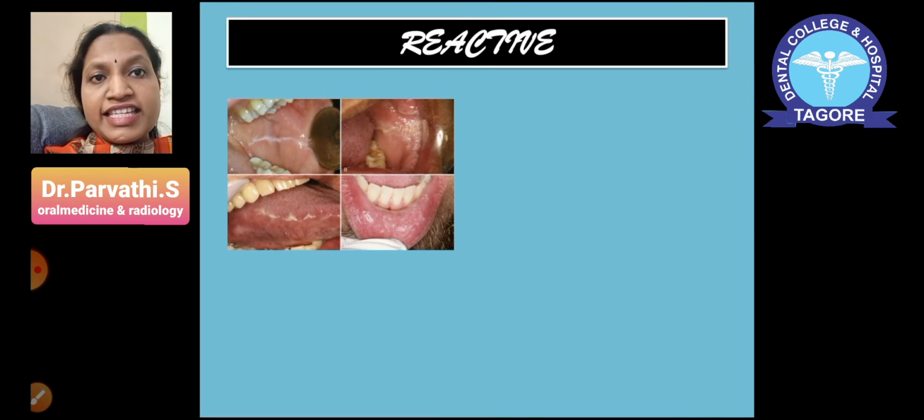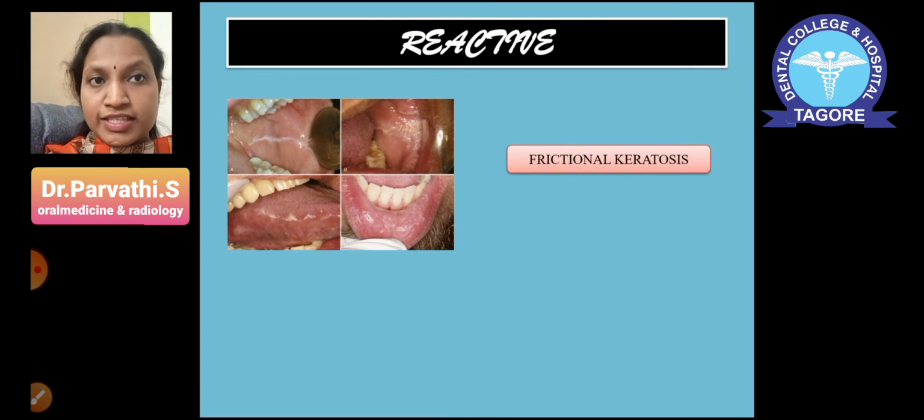In the first picture, we can see a white keratotic area on the occlusal surface of the mouth, and in the third picture in the lateral border of the tongue. These are due to the friction happening in the oral cavity, because our oral cavity is prone to friction during mastication, talking, and swallowing. When the occlusal surface rubs on the buccal mucosa, there will be a keratotic line, and when a sharp tooth or sharp margin of a restoration rubs on the lateral border of the tongue, there is keratosis. This is frictional keratosis.